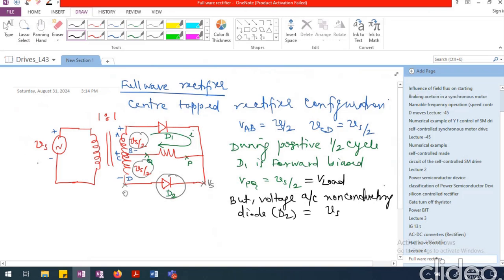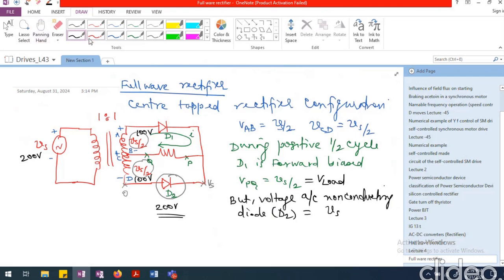What I mean is, if I give 200 volts here, at the output I get only 100 volts. But the voltage coming across the non-conducting diode will be 200 volts. So it has to be rated for a very high voltage compared to the output voltage: twice the output voltage has to be the blocking voltage rating of the diode D2.